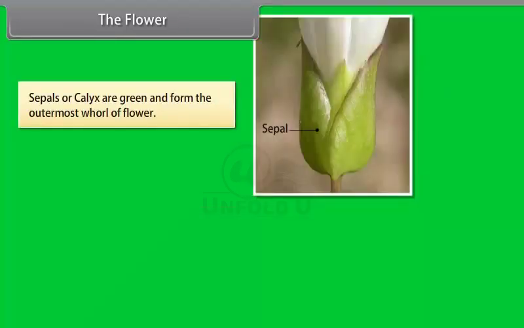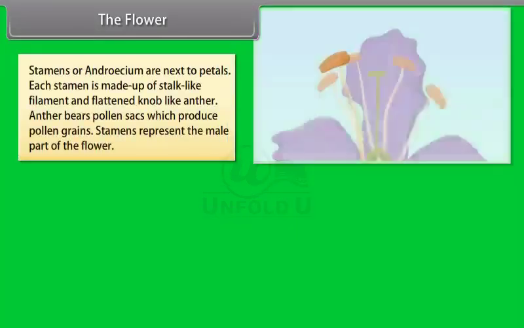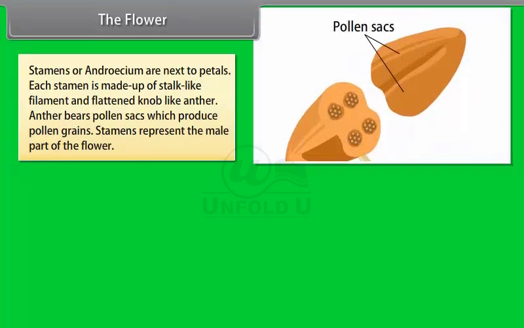Sepals or calyx are green and form the outermost whorl of flower. Petals or corolla lie next to sepals. They are usually colored to attract the insects for pollination. Stamens or androecium are next to petals. Each stamen is made up of stalk-like filament and flattened knob-like anther. Anther bears pollen sacs which produce pollen grains. Stamens represent the male part of the flower.